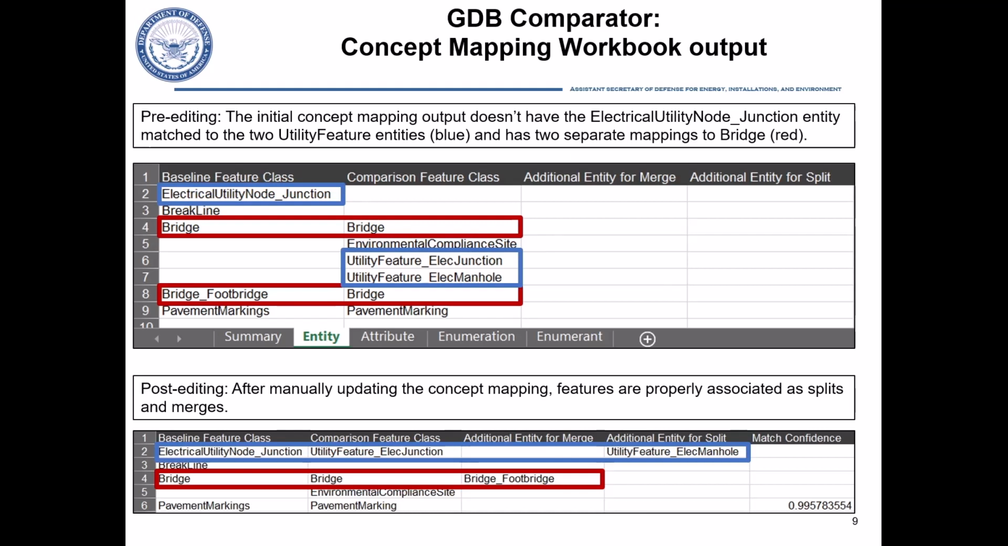The edits are made directly in the workbook by moving, but never completely removing, entities. The result is the post-editing condition shown below, with the single electrical utility node_junction source entity being split into two utility feature_elect junction and utility feature_elect manhole target entities, and two bridge and bridge_footbridge source entities being merged into a single bridge target entity.